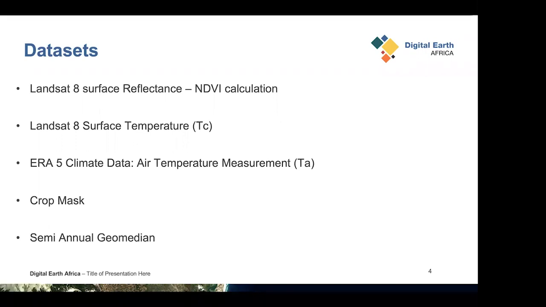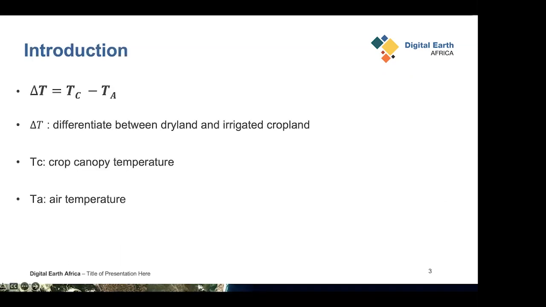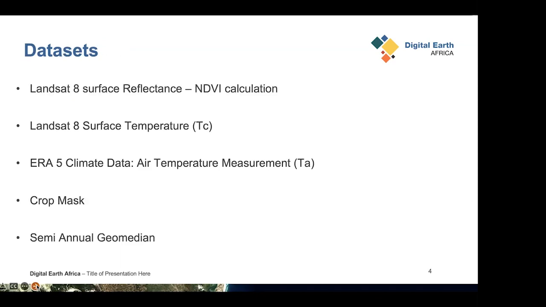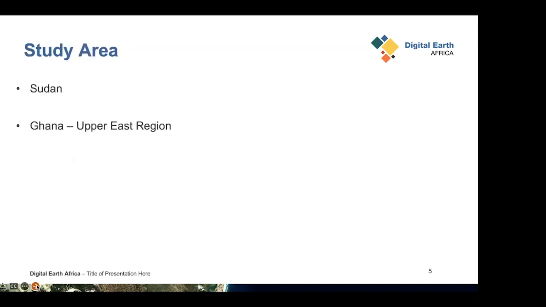We are going to use the crop mask to help us identify areas where crops are. Then use the semi-annual Joule median for visualization of the areas. So these are the 5 data sets we'll be using within the system. And through these data sets, we will be able to calculate the land surface temperature, that's the TC, and also the air temperature measurements, that's the TA. So we are going to use that to differentiate between dry land and cropland.